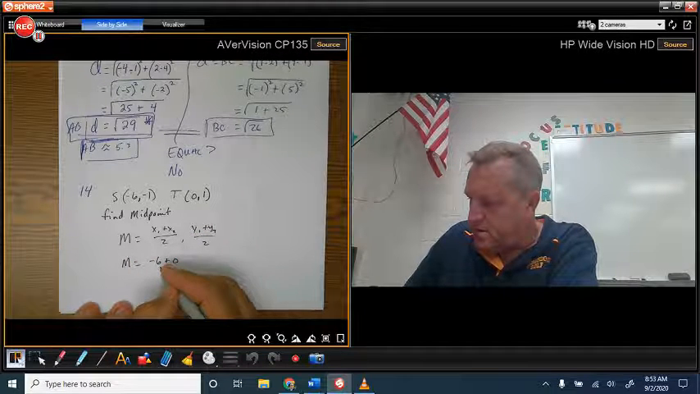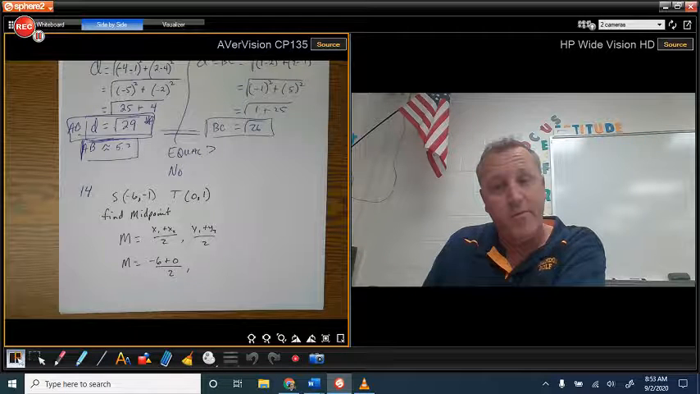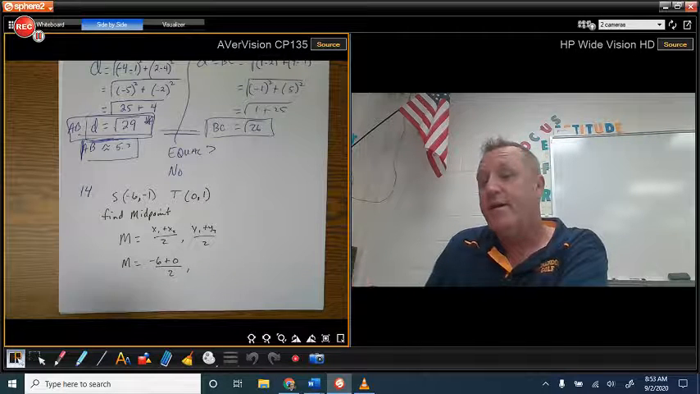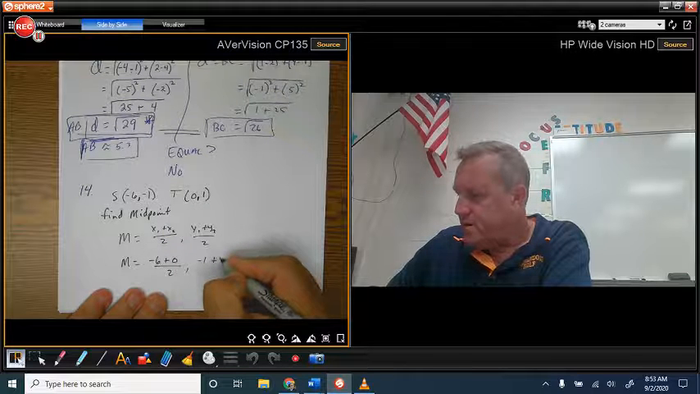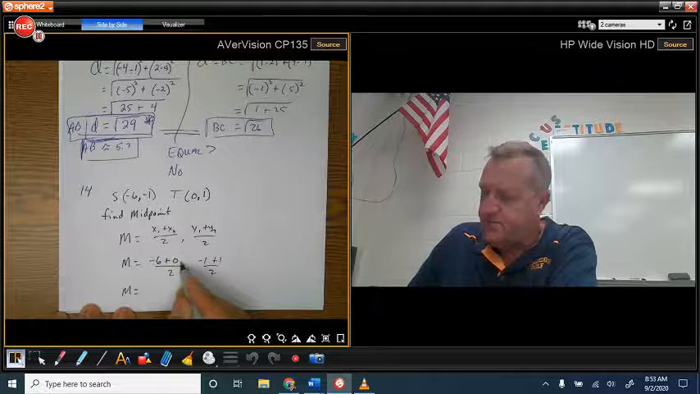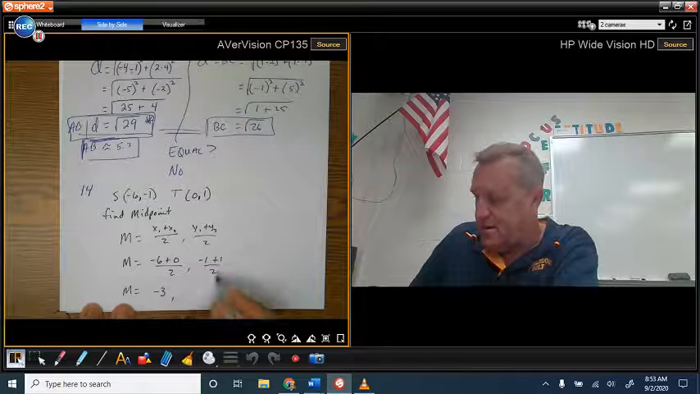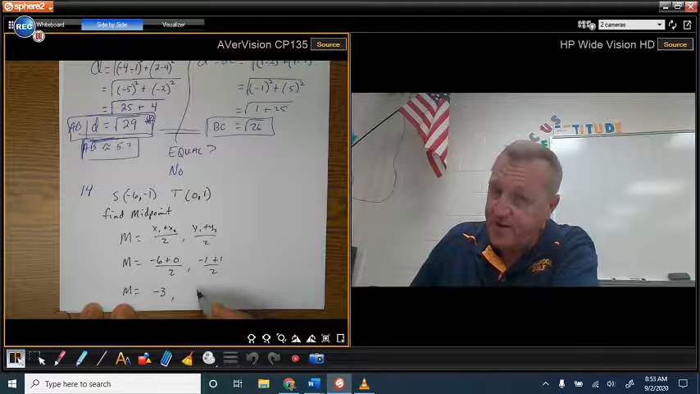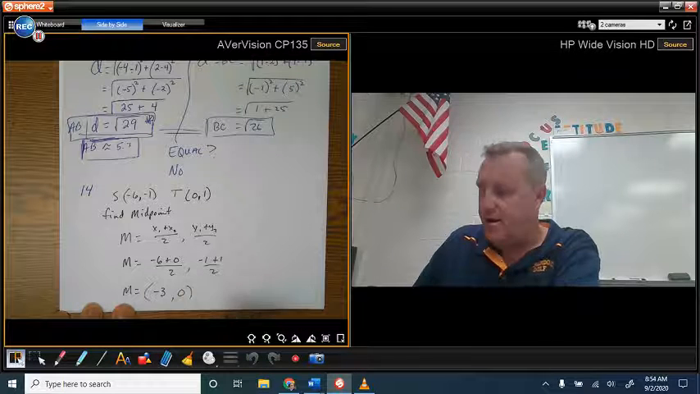plus 0 divided by 2, because we've got to cut in half. Makes sense if you're finding the midpoint, you're going to go halfway. Then we go -1 plus 1 divided by 2. Now let's find it. -6 plus 0 is -6, divided by 2, that's -3. -1 plus 1 is 0, and 0 divided by anything is 0. And so our ordered pair is (-3, 0).